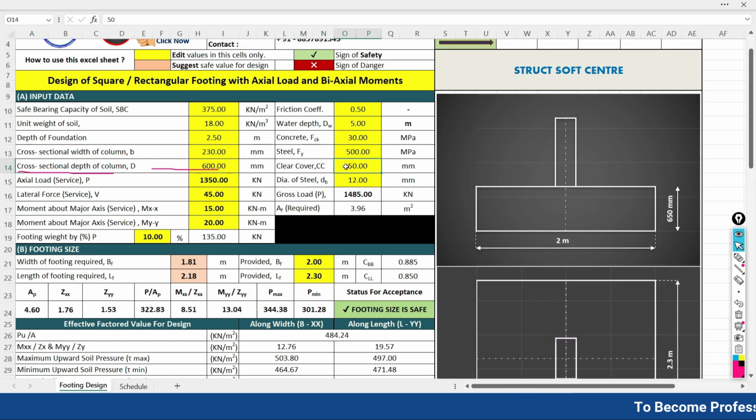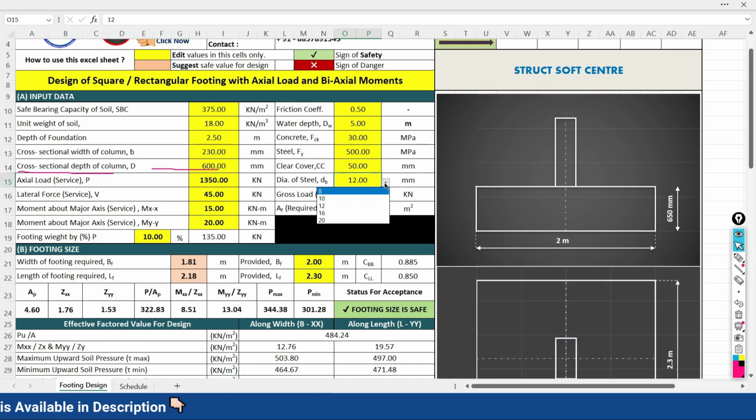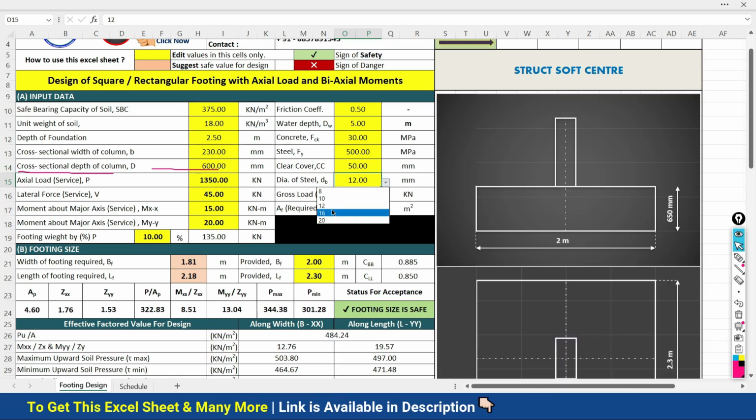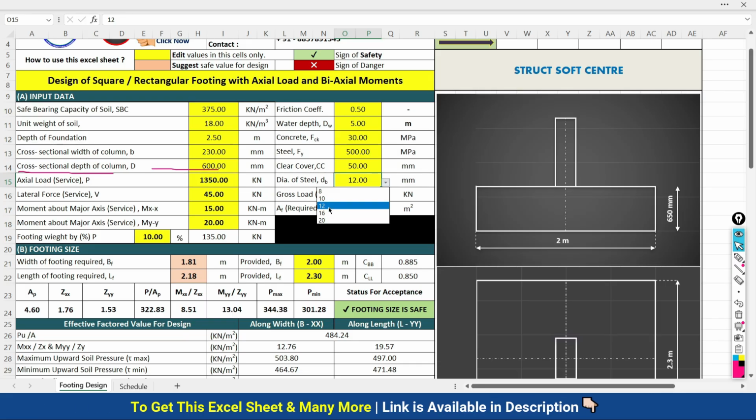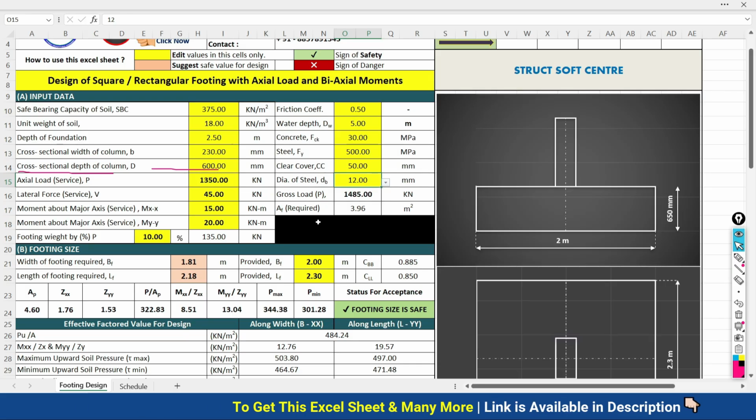Clear cover for the foundation, you know very well, we have to define it as 50 mm. For the diameter of the bar at a trial stage, we can consider either 12, 16 or 25, whatever diameter of bar you would like to use. At a preliminary stage you can choose that. So I am going to take it as 12.